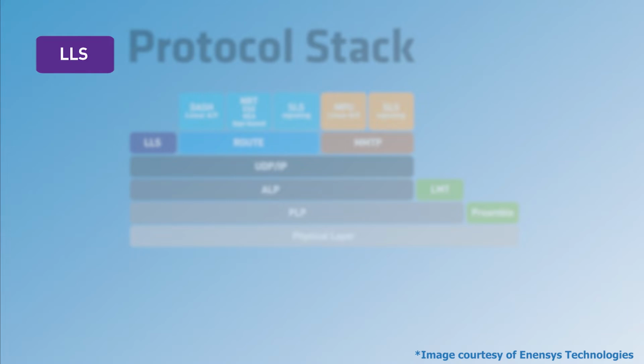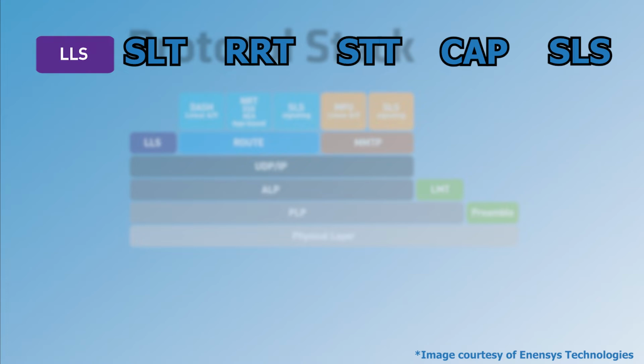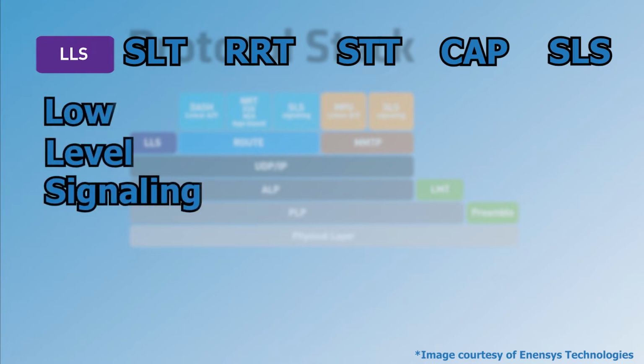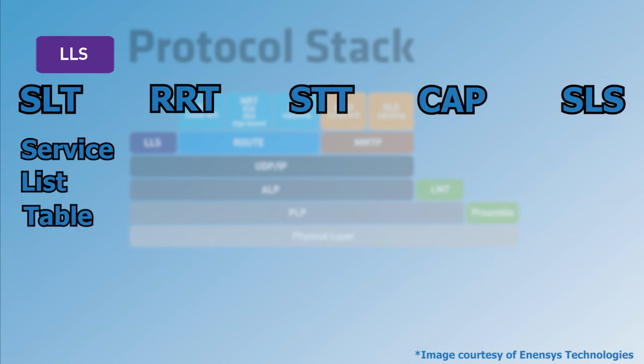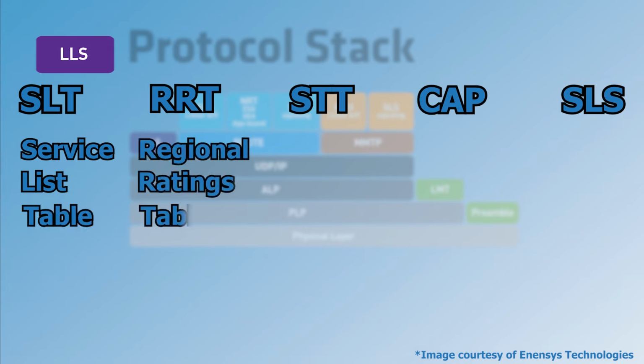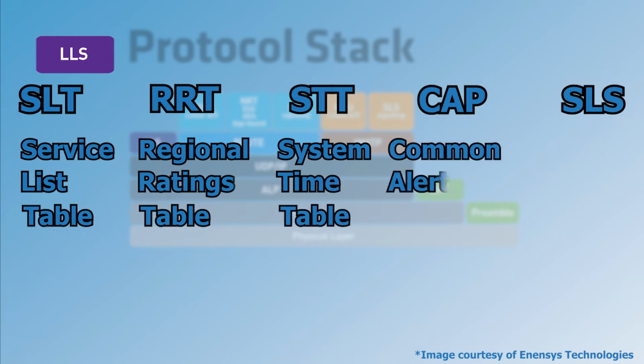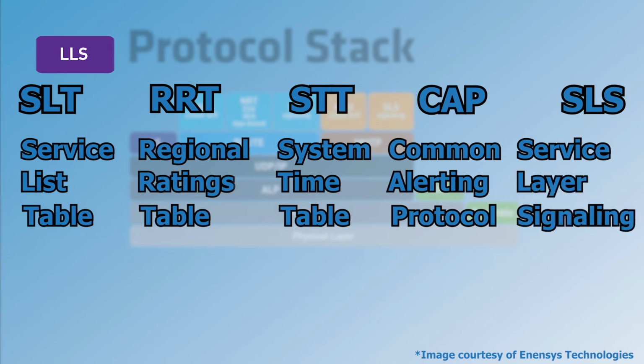LLS, which includes SLT, RRT, STT, CAP, SLS, is the low-level signaling. This is the signaling information which supports rapid channel scans and bootstrapping of service acquisition by the receiver. It operates below the IP layer and includes a table that points to the service list table, SLT, the regional ratings table, RRT, the system time table, STT, the common alerting protocol, CAP, and the service layer signaling, SLS.